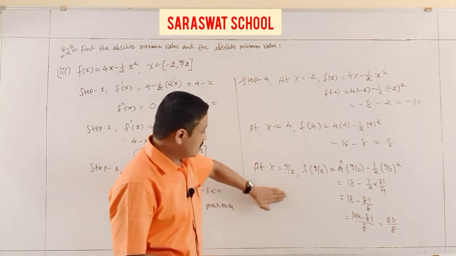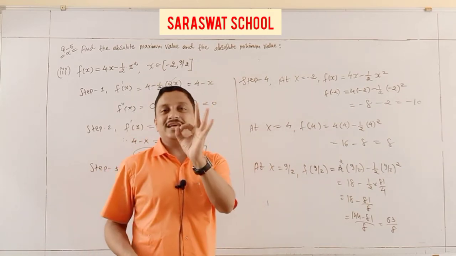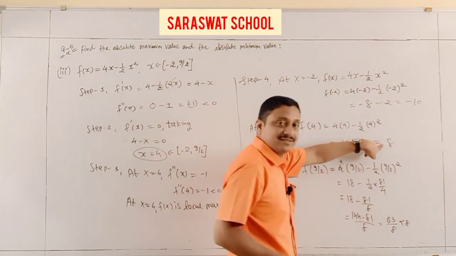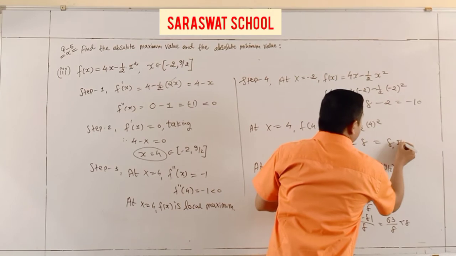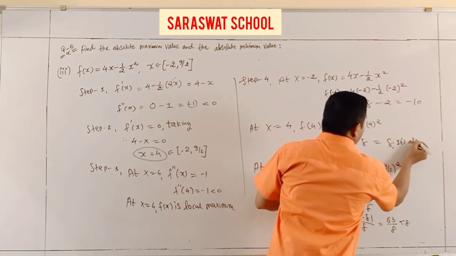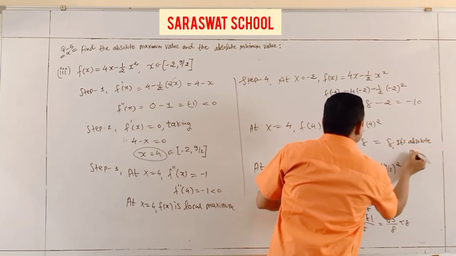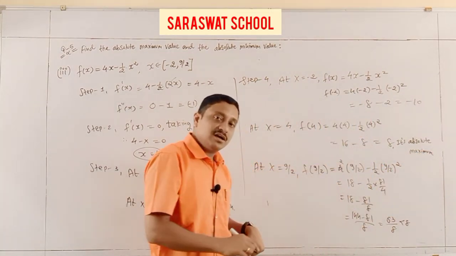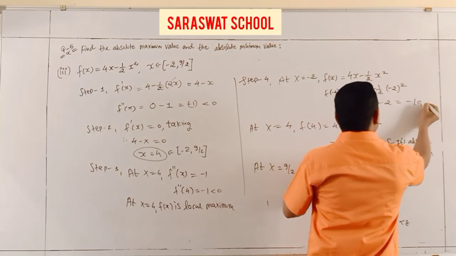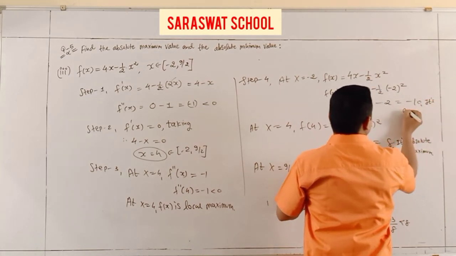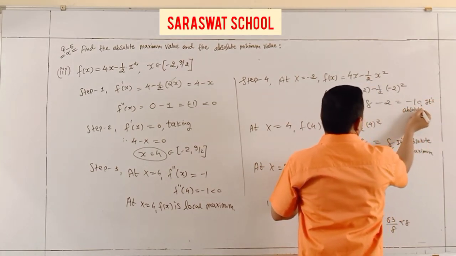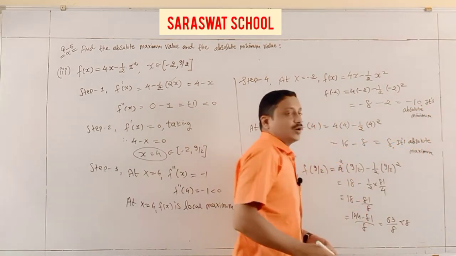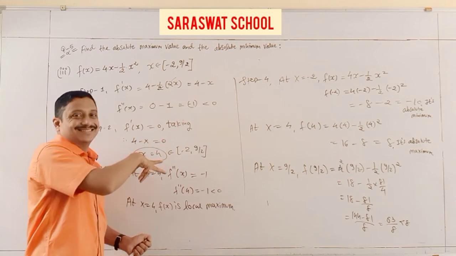Now check overall. What is the highest? Highest is 8, because 63 by 8 is less than 8. So here I write down it is the absolute maximum. After observing all three, what is the minimum? Here minimum, yes, it is the absolute minimum. And students, this question is also happily done.